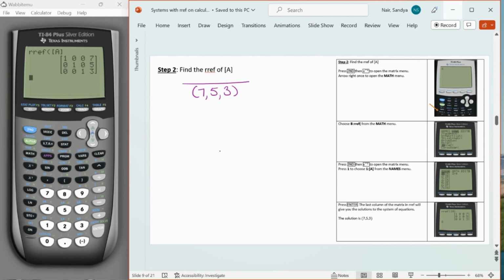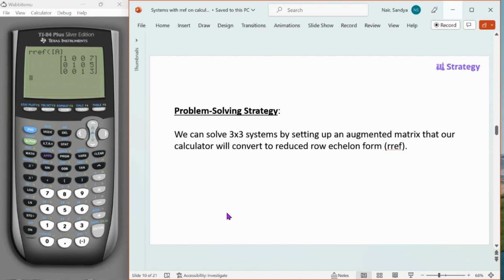Okay, so all those, that long list of calculations that I had written out, the calculator just did that for us in probably less than a second, right? So that's how we're going to use our calculator to do reduced row echelon form. Okay, so that's our strategy, right? We can solve 3 by 3 systems by setting up an augmented matrix that our calculator will convert to reduced row echelon form.